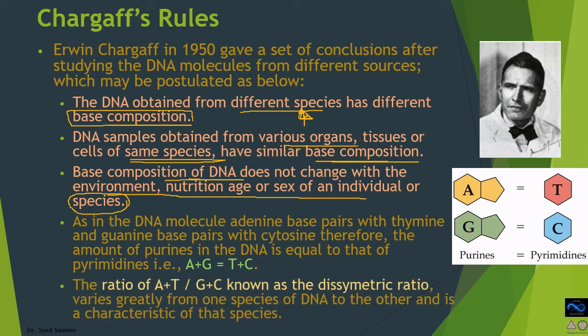The immediate consequence of this rule is also that the ratio of adenine plus thymine divided by guanine plus cytosine will give us a specific ratio. That ratio is called the dissymmetry ratio, and this ratio is utilized for the identification and characterization of a species. Why? Because it usually varies from one species to another. One species will have one value, and another species will have a different value. So the dissymmetry ratio can be utilized for discerning species and to characterize a species in a particular hierarchical manner.